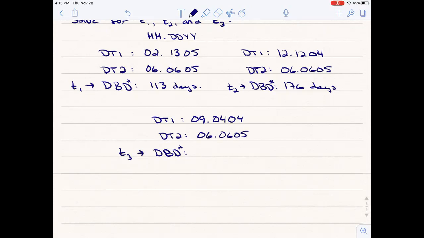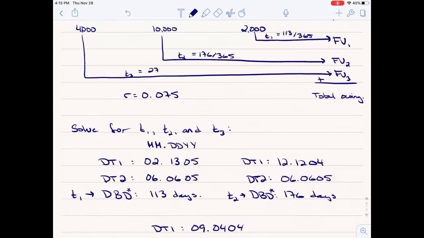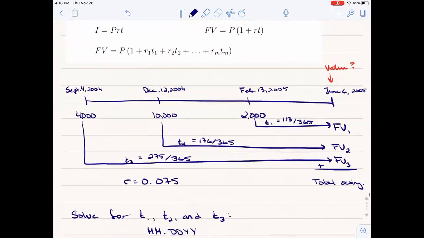Flipping back up to date 1, I get 090404. Oops, 404. Enter. I get 275 days. So then T3 is 275 out of 365. Remember, T is always in years.